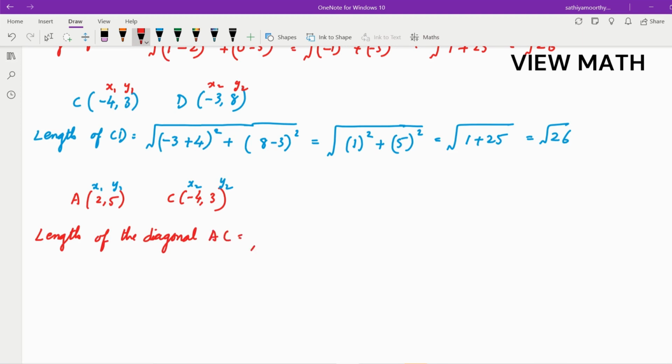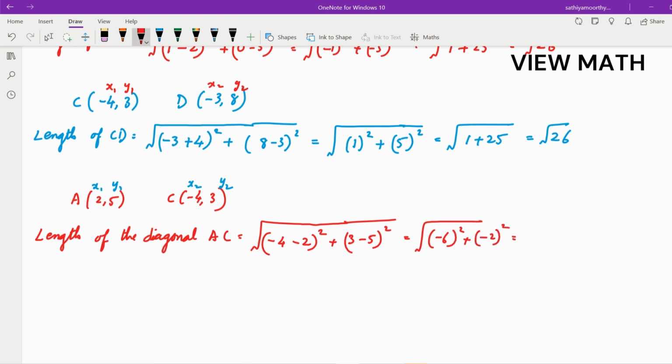Length of the diagonal AC is the square root of (x2 minus x1), so (minus 4 minus 2) the whole square, plus (y2 minus y1), (3 minus 5) the whole square. Let me simplify this. So this is equal to (minus 6) the whole square plus (minus 2) the whole square. This is equal to square root of 36 plus 4, which is equal to square root of 40.